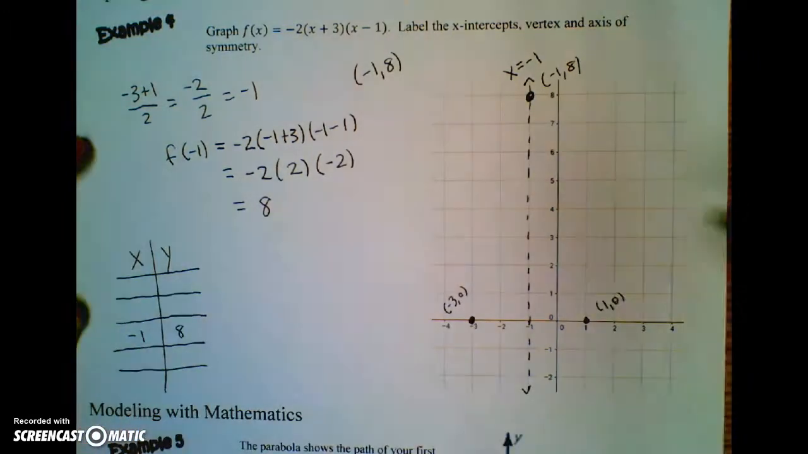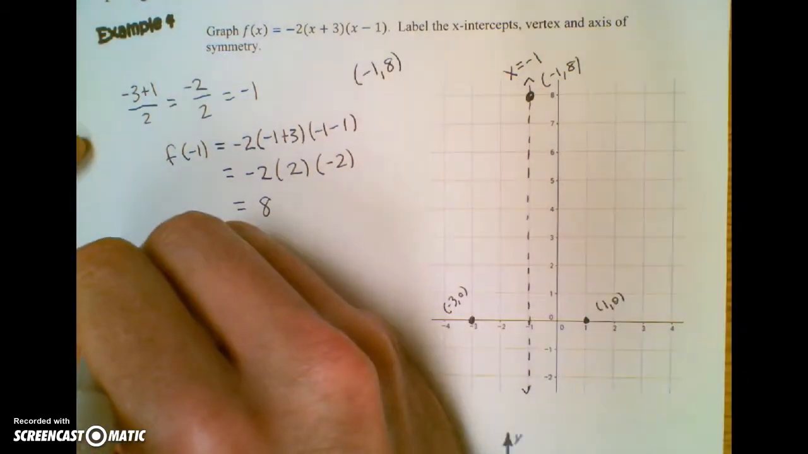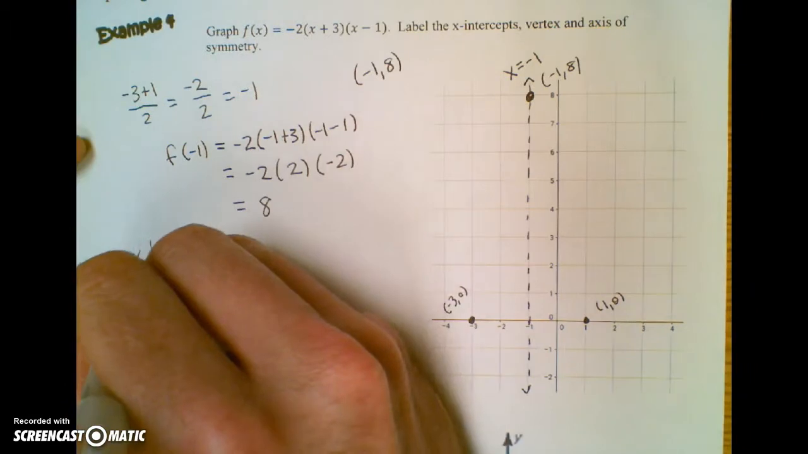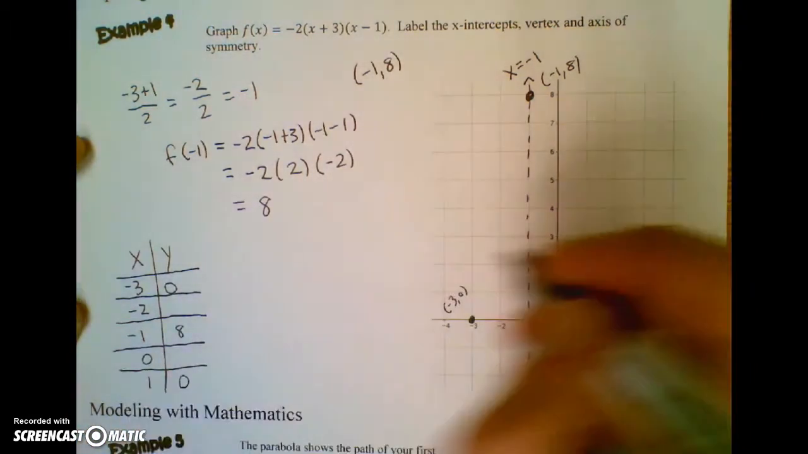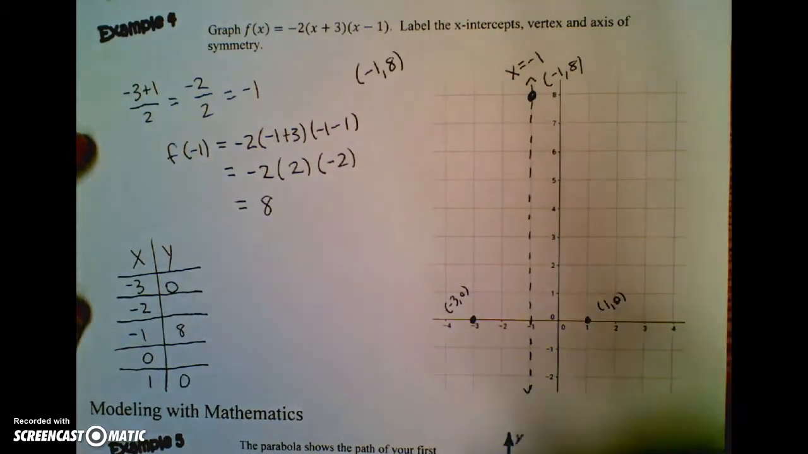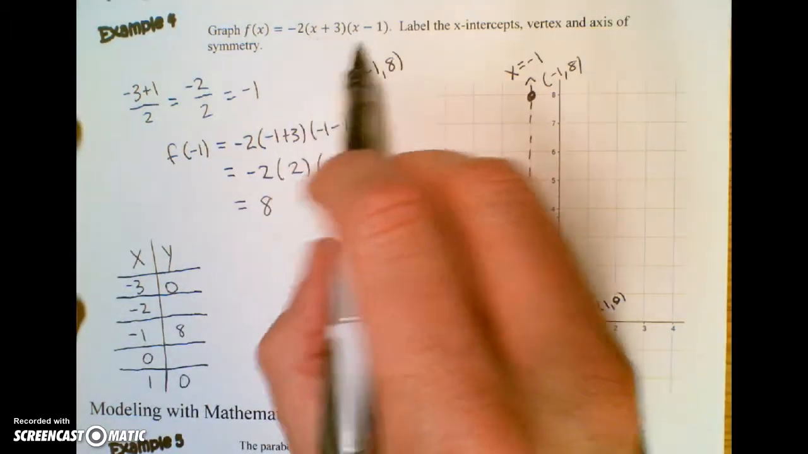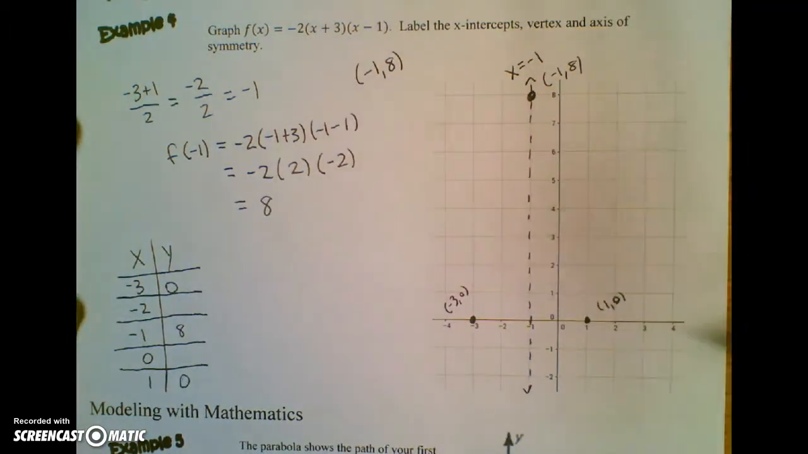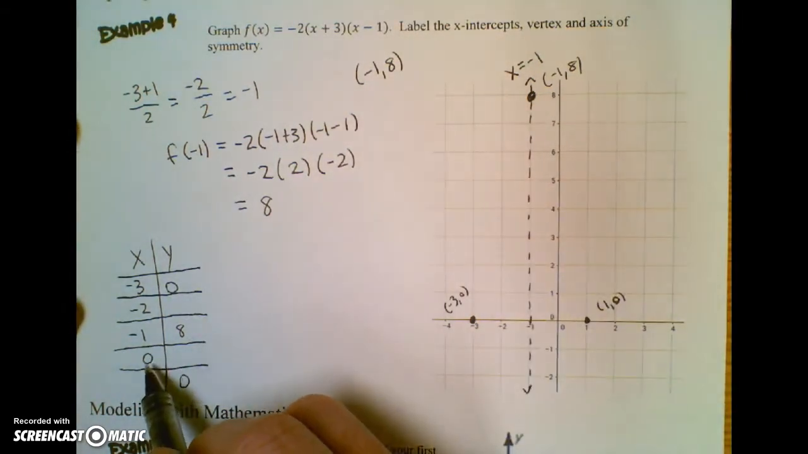And what's nice about this one is that I already know 2 spaces to the right and 2 spaces to the left. So 2 spaces to the left was -3, 0. And then 2 spaces to the right was 1, 0. So here, all I have to really do is plug in -2 or 0, either one, into this equation. And because of the symmetry, I'll be able to figure out where the other points are. So I'm going to go with 0, just because for me 0 is easier.